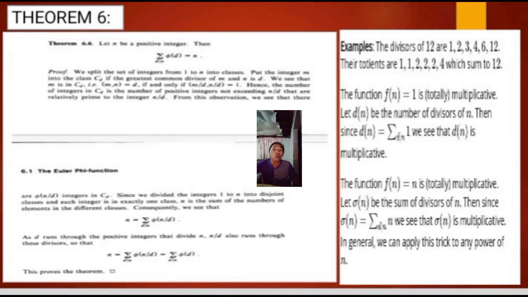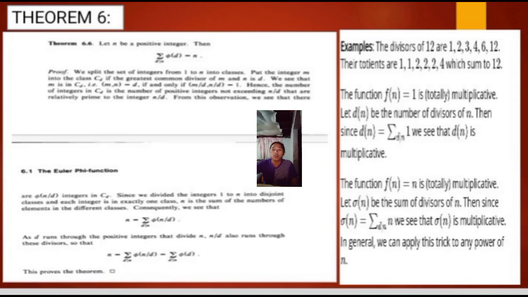Consequently, we say that n is equal to the summation over d dividing n of φ(n/d), as d runs through the positive integers that divide n, n/d also runs through these divisors, so that n is the summation over d dividing n of φ(n/d), which is equal to the summation over d dividing n of φ(d). So this theorem says: let n be a positive integer, then the summation over d dividing n of φ(d) is equal to n. That is what Theorem 6 tells us.